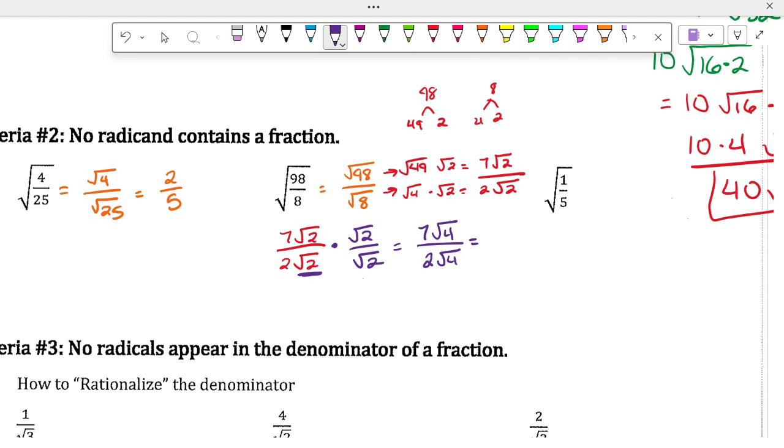So what's the square root of 4? 2. So we have 7 times 2 over, the square root of 4 is also 2. So this would be 14 over 4, which can simplify down to what? 7 over 2. Now, if we didn't want to get rid of the radicand, another way you could have looked at it is, since you had a square root of 2 in both the top and the bottom, you can also just cancel it out.